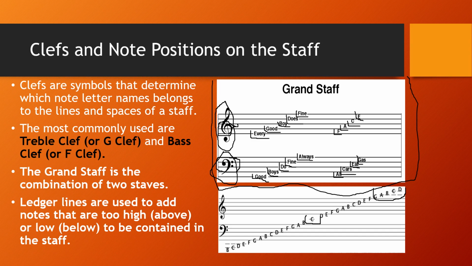While below the bass clef also, we have additional ledger lines containing notes that are too low to be contained on the bass staff. So from here we can see the different keys that are contained on the staff based on the two ledger lines added below the bass clef. So we have B, C, D, E, F, G, and so on up to D.